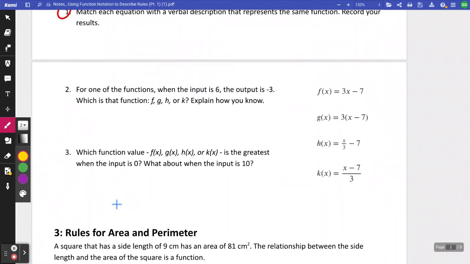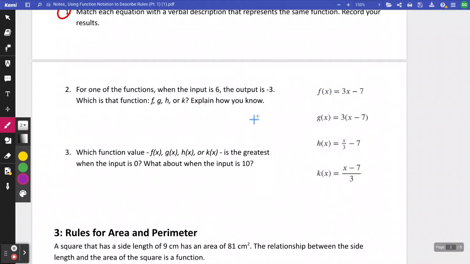So jumping down to number 2, number 2 says for one of the functions, when the input is 6, the output is -3. Which is that function? Function f, g, h, or k? And then, like many of our questions, explain how you know. There's not really a strategy to this. It's just a matter of guess and check. So checking each of these functions to see which one would give you an output of -3 if the input is 6. This is where we get to use some algebra skills and substitution.